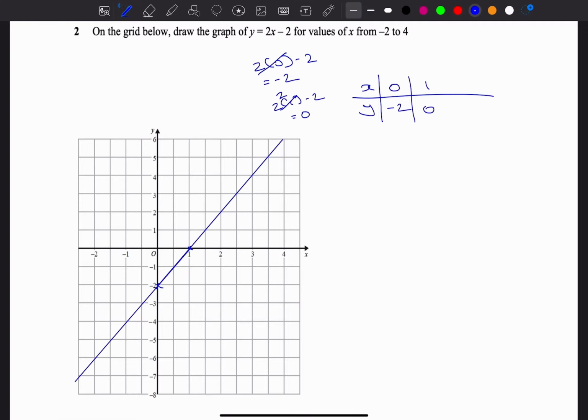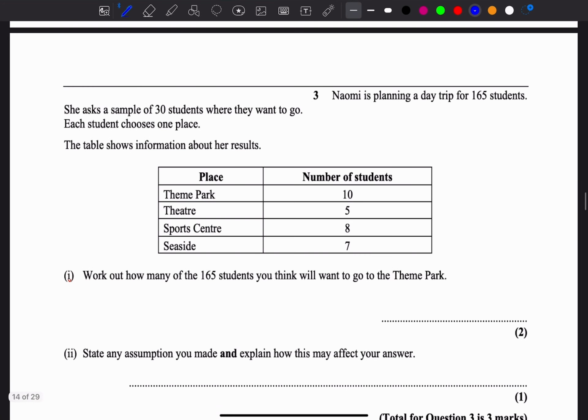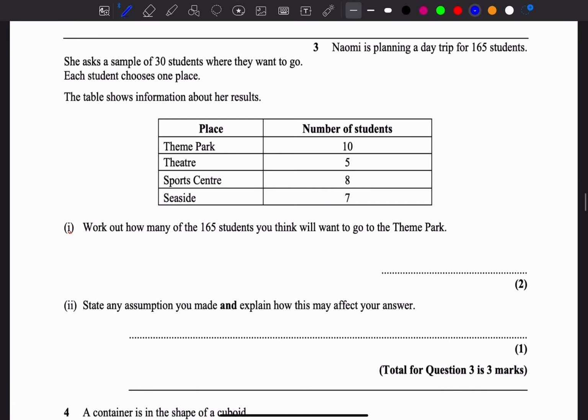Okay, so good. Next one. Work out how many of the 165 students want to go to the theme park. So theme park was 10 out of a total of 30 students. So 10 out of 30 wanted to go to the theme park. Times it by what number? 165. So that 0, 0 cancel. 165 divided by 3 times it by 1. That's 55 students.